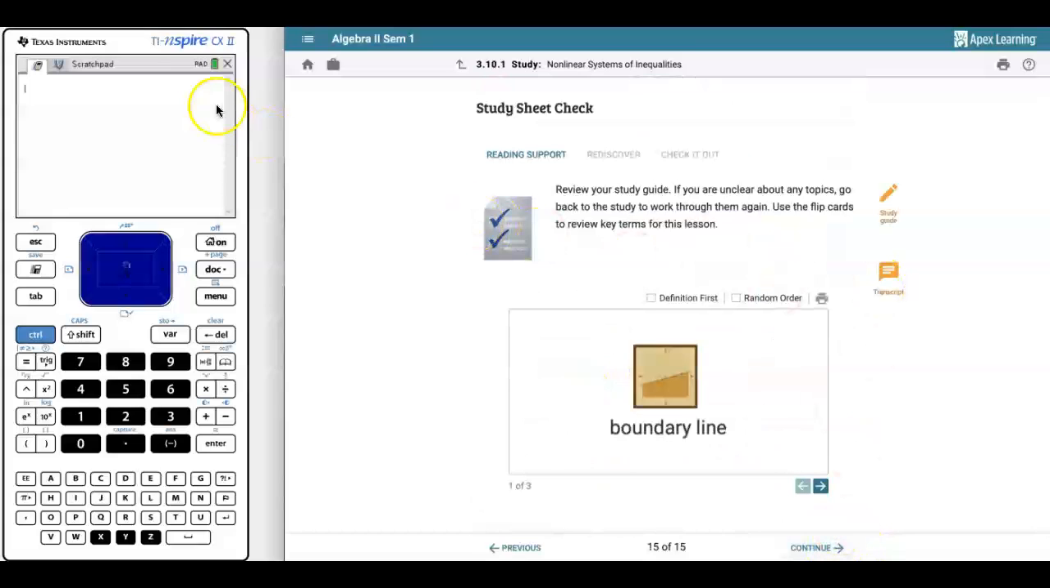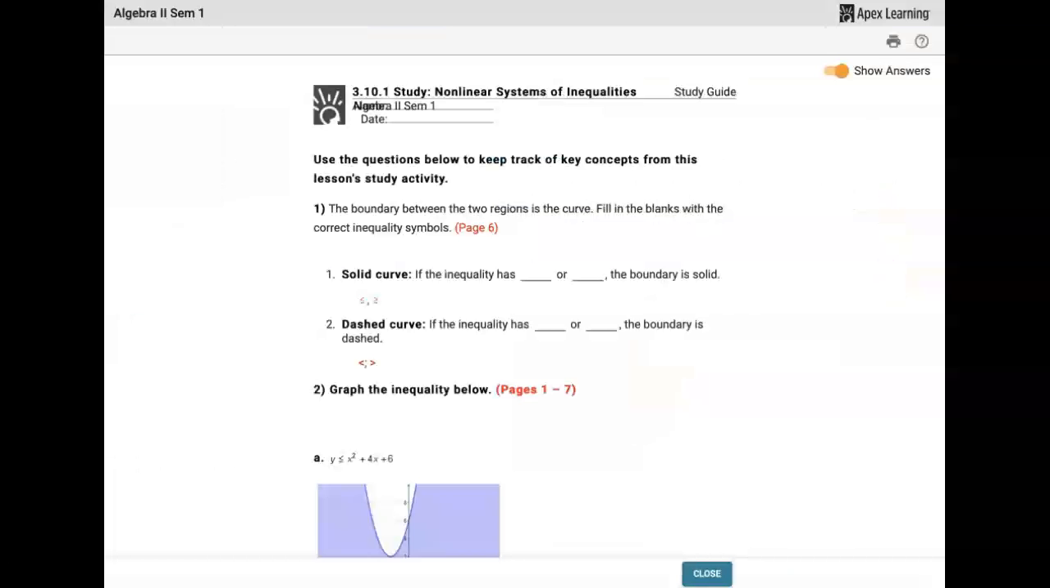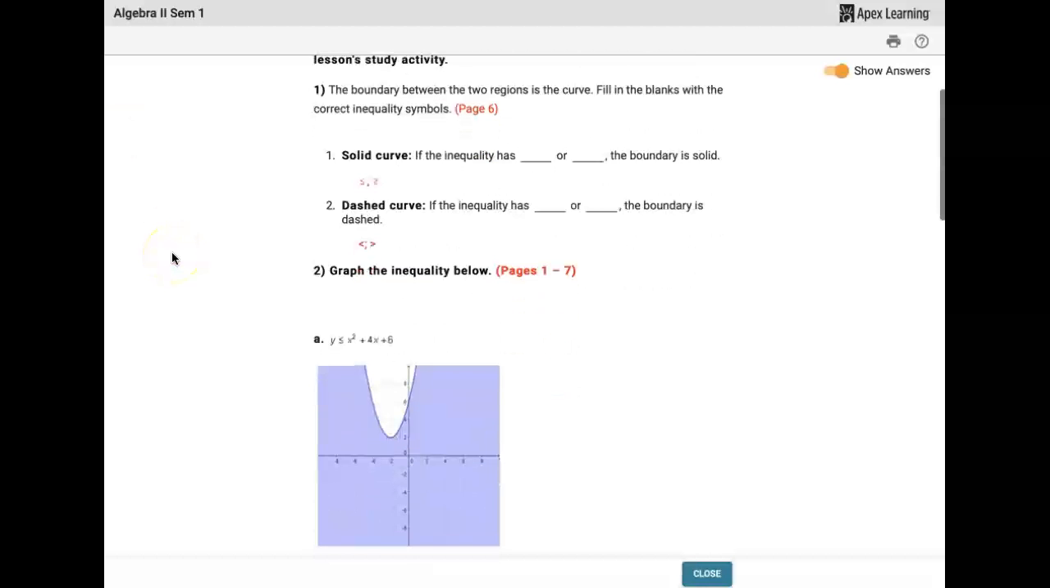All right. So that concludes part 1 here, and then we're going to go to your study guide and walk through some of those answers. For your study sheet, the first question is talking about the boundaries between two regions being the curve. We have to fill in the blanks with the correct inequality symbols. For a solid curve, the inequality is greater than or equal to or less than or equal to. That would make it solid. If it is dashed, that means it is just greater than or less than.